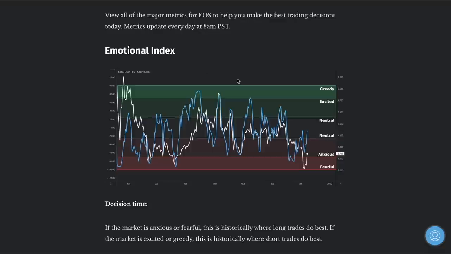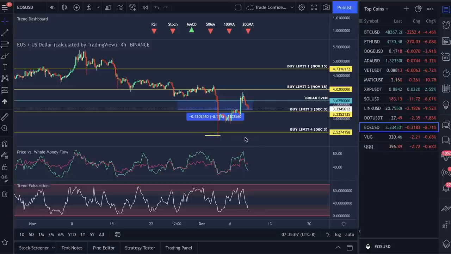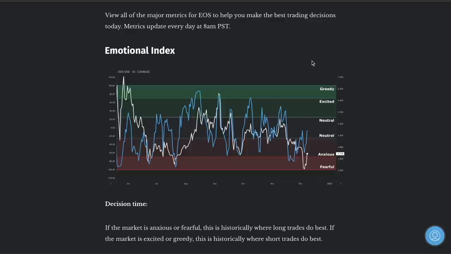So as far as the emotional index yesterday, because obviously these are yesterday's metrics and they're going to update in 25 minutes here, we were sitting in the neutral section. This makes sense to me because EOS was not crashing. It was not breaking highs. It was right between this high and the low. So that's where we're at. Very neutral, okay? Very, very powerful metric over here.